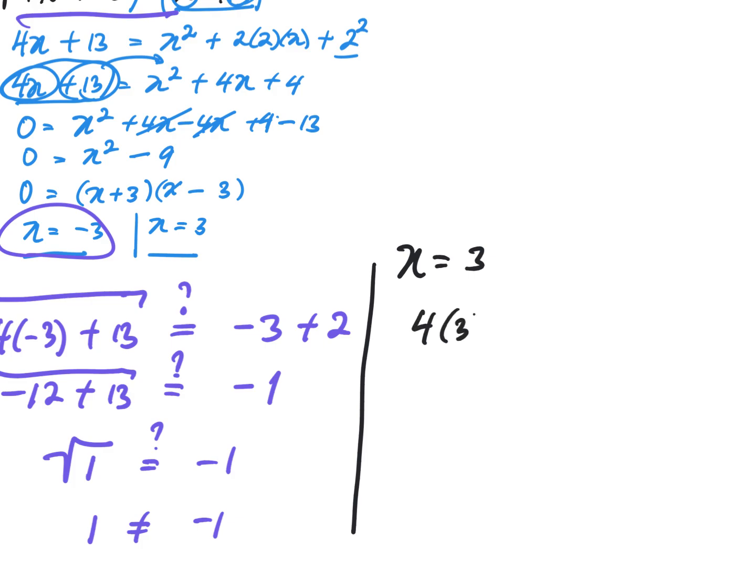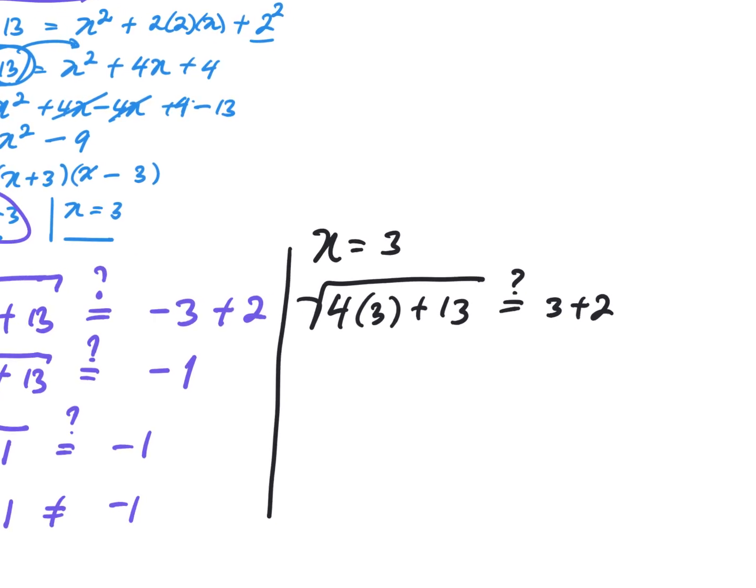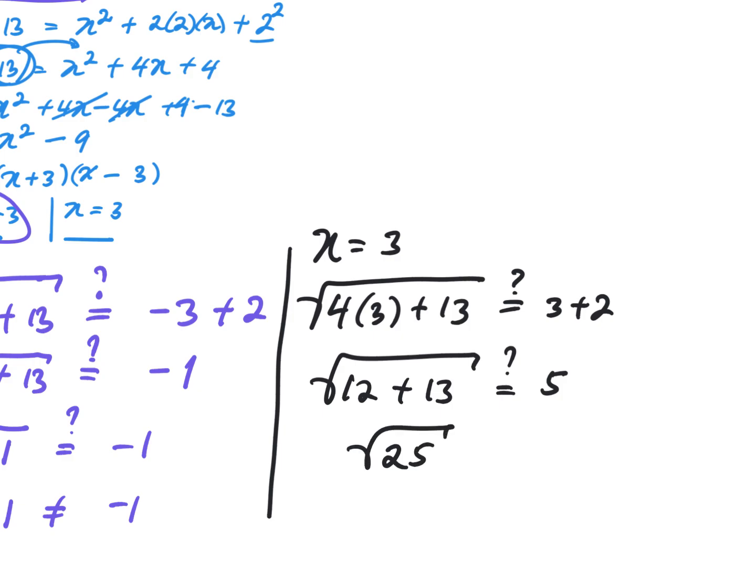So when x is equal to 3, what's going to be 4 times 3 plus 13, that's under the radical sign, is it equal to 3 plus 2? Continuing, that's going to be 12 plus 13 under the root sign, and this is going to be 5. 12 and 13 is going to give you 25, still under the radical sign. The root of 25 is 5, so it gives you 5.